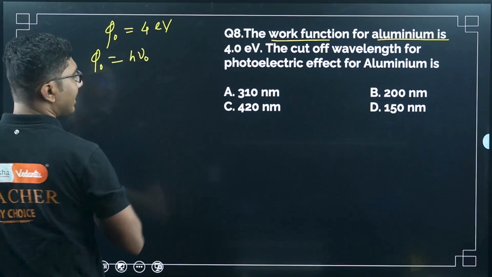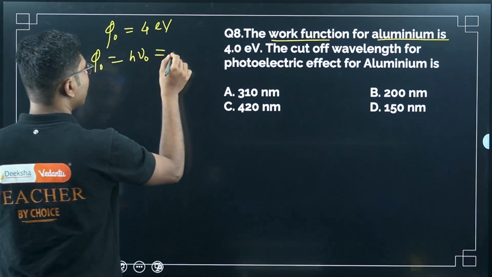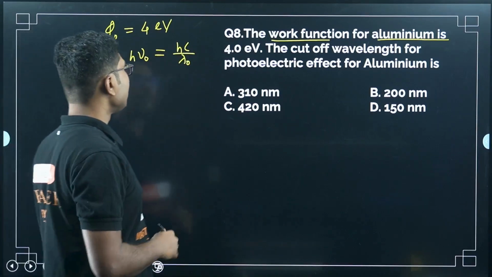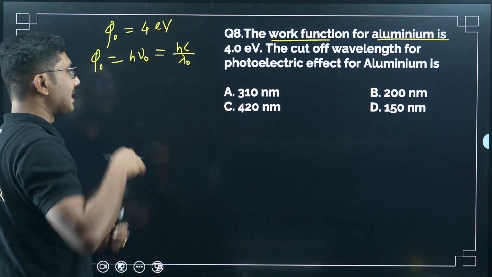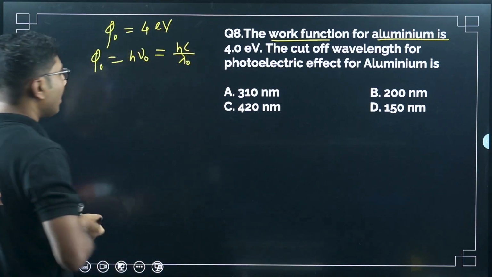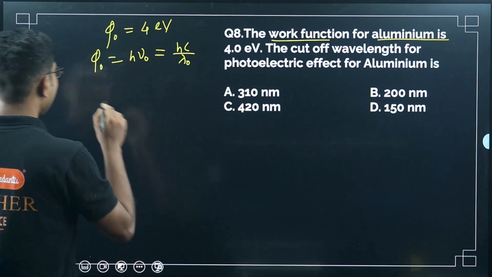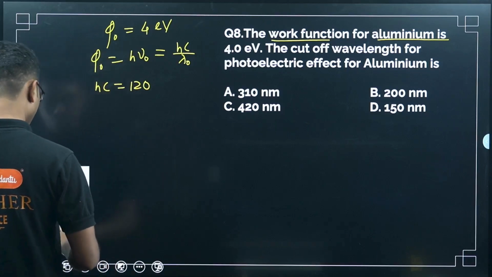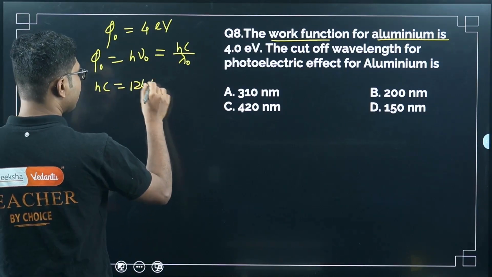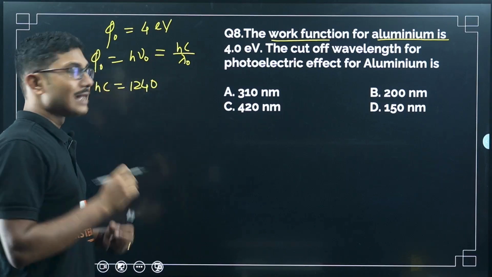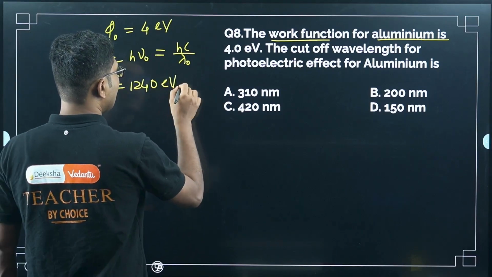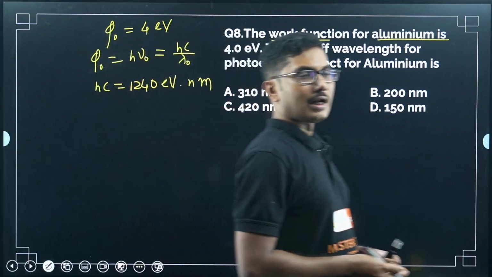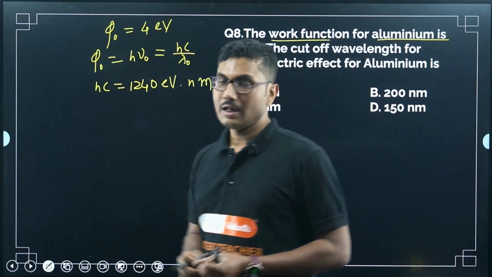h nu naught, right? Same equation. So h nu naught, so hc by lambda 0, right? These are all known equations, we already studied that, but here everything is in SI unit. We have to convert it into nanometer. Now, one important thing is hc is equal to 1240. This is an important value that you should remember, when you are writing this in terms of eV nanometer. You can put these values and convert it into nanometer and eV, then you will get this value.